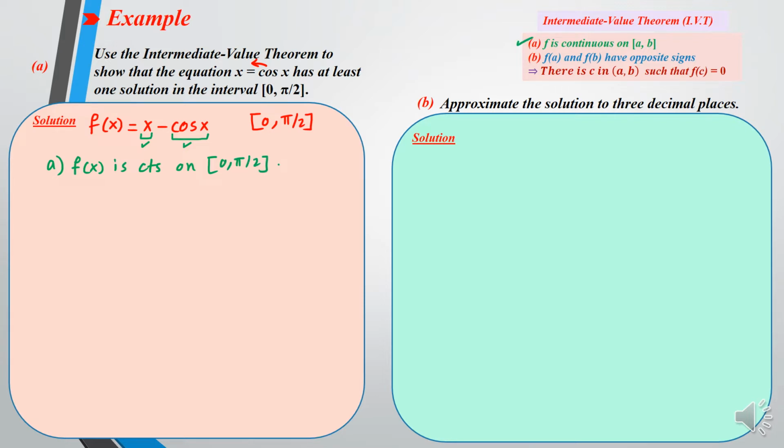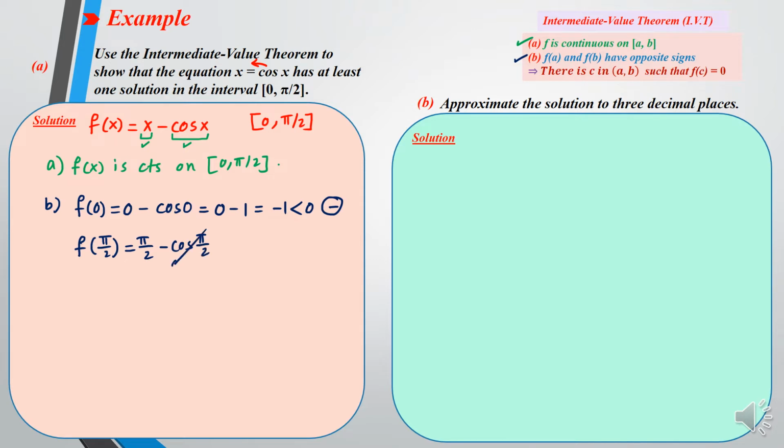Secondly, you have to check the signs of f of a and f of b. So you have to calculate them, and you have to calculate f of 0, which is 0 minus cosine of 0, and this will give us 0 minus 1, which is minus 1, less than 0. So f of 0 is negative, and you have to plug in the second end point, which is f of pi over 2, and this will give us pi over 2 minus cosine pi over 2. Now cosine pi over 2 is 0, and you will have pi over 2, which is greater than 0, so f of pi over 2 is positive.